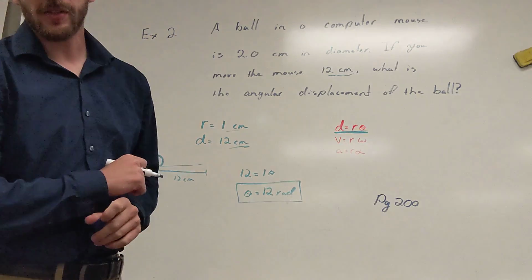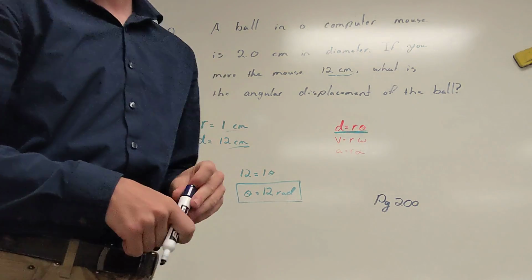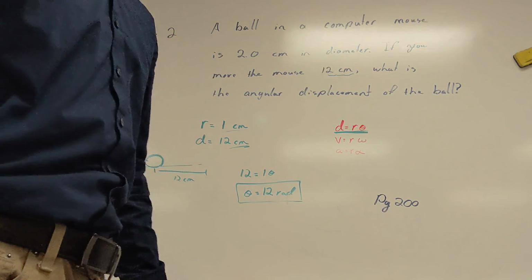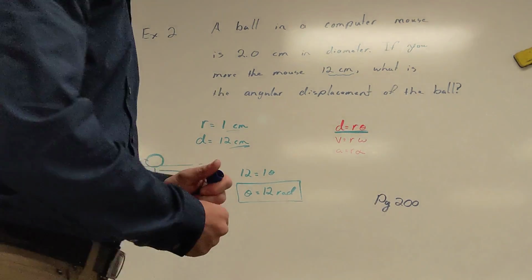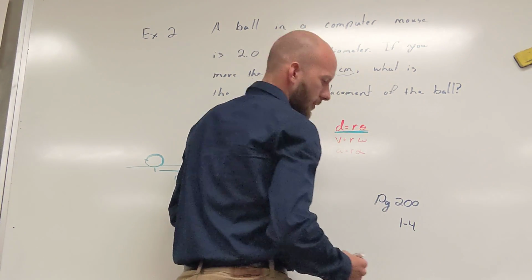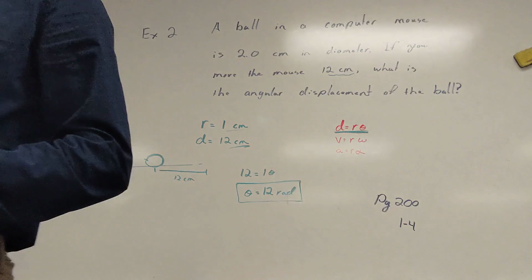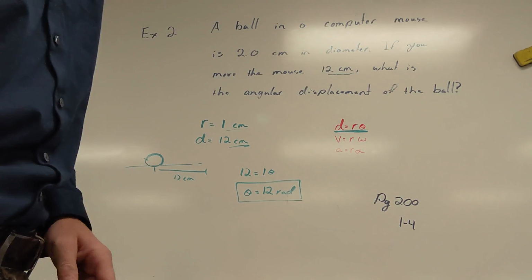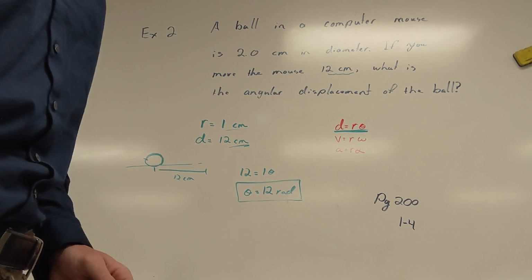So, all right, your assignment is on page 200. For sure, we're going to do 1 through 4. Let's just do 1 through 4 for today. Alrighty.